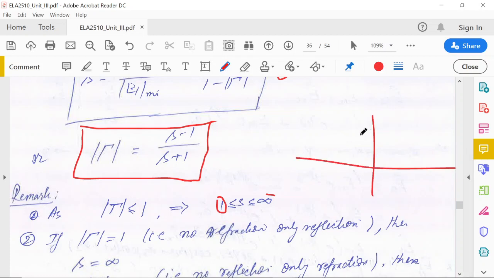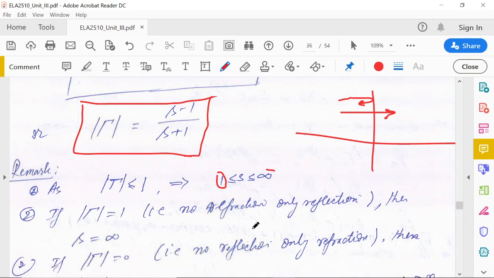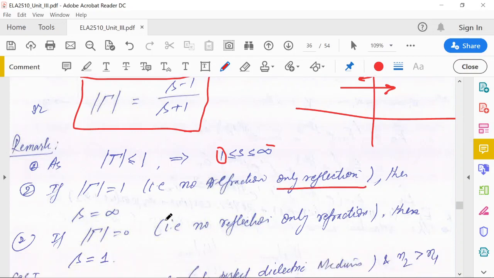If the wave is fully reflected, then the standing wave ratio will be infinite. If no wave is reflected, all the wave is passed to the other medium, then the standing wave ratio will be 1, and the reflection coefficient will be 0. So gamma equals 0 means no reflection, only transmission. Gamma equal to 1 means there will be reflection and no transmitted wave in the other medium, only reflection, and S equals infinity.